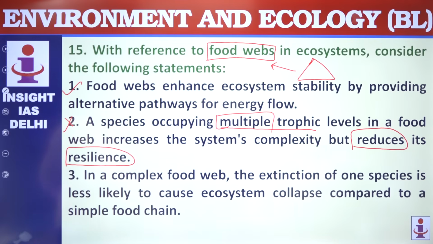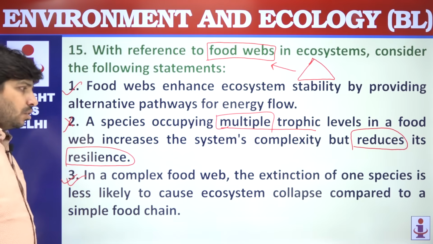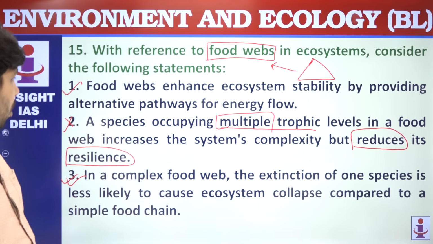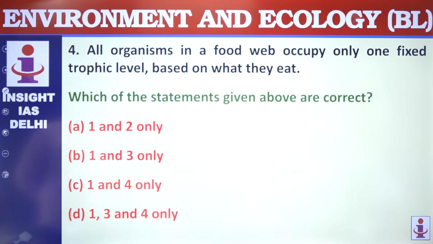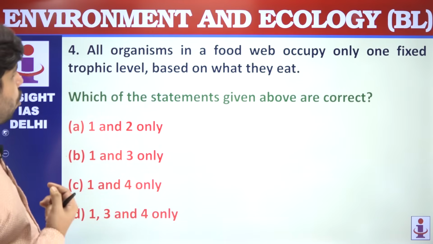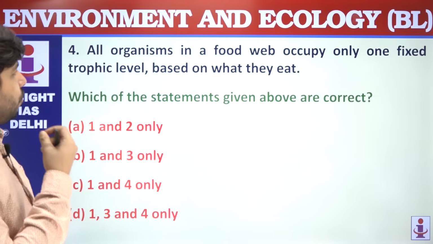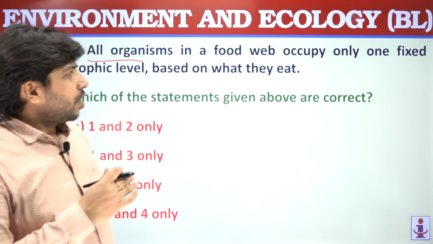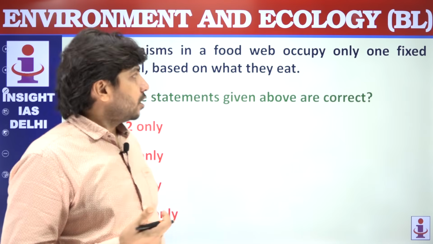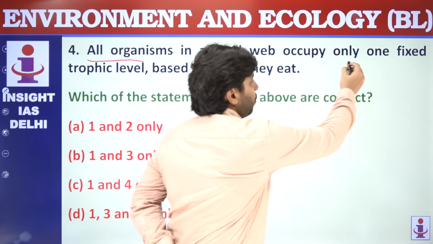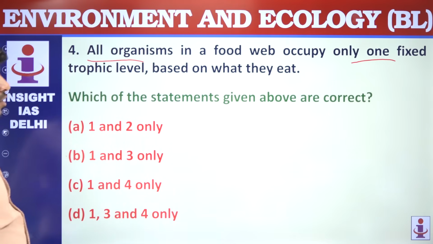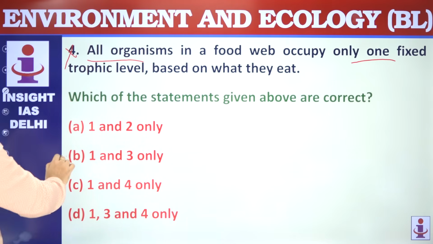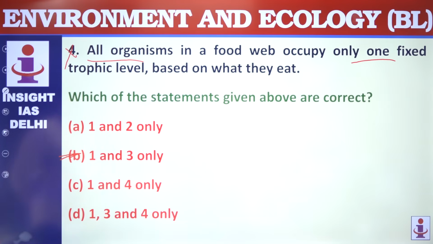In a complex food web, the extinction of one species is less likely to cause ecosystem collapse. Yes, even if one goes extinct, it is less likely to lead to ecosystem collapse. So 3 is correct. 1 and 3 are correct. The fourth statement is that all organisms in a food web occupy only one fixed trophic level. No. If you read this question, you will find that one or two statements can easily be eliminated. So this statement is not correct. Only 1 and 3, option B, is the correct answer.